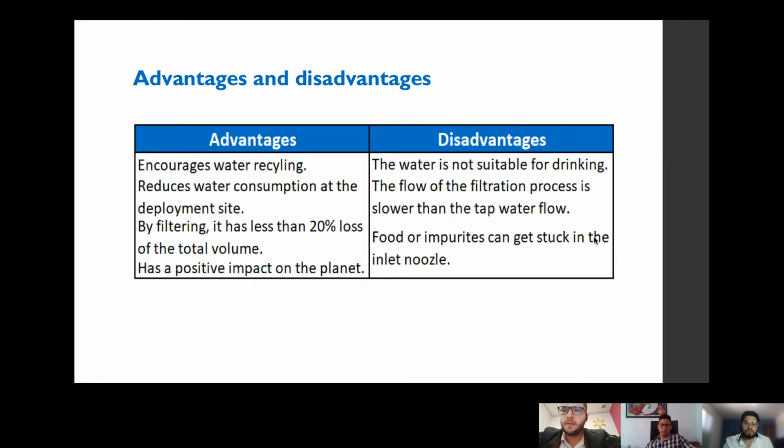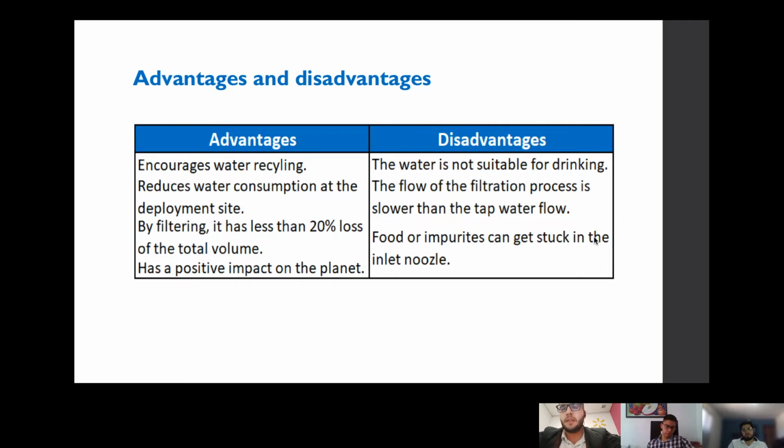Next page, please. Advantages and disadvantages. As an advantage, we highlight water recycling, which reduces consumption on the domestic side by filtering with less than 20% loss on the total volume.